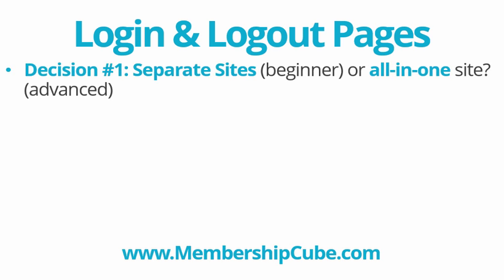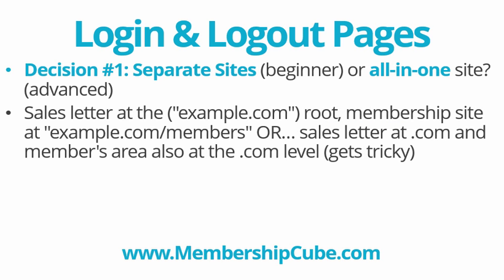Once you install WordPress and Wishlist Member, we're going to have to make two quick and easy decisions. The first one is, are you going to have a separate sales letter and a separate membership site, or will it be an all-in-one site? If you don't know, or if you're a beginner, the answer is the first one: we have a sales letter over at the .com level of your site, and this could even be just a plain old HTML page, even a non-WordPress site, and then your membership site is over in the members folder. It gets really tricky if you have it all in one site. It's doable, but I wouldn't do it for your first or second or even your third membership site.